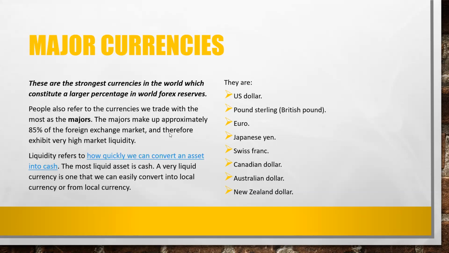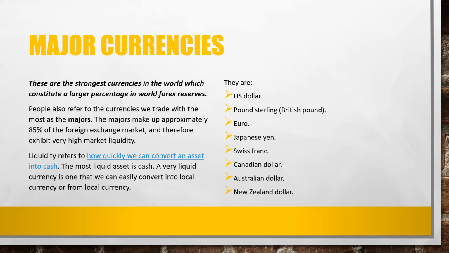So, a list of major currencies: we have the United States dollar, the British pound sterling, the euro, the Japanese yen, the Swiss franc, the Canadian dollar, the Australian dollar, then the New Zealand dollar. So these are the major currencies. Moving on.